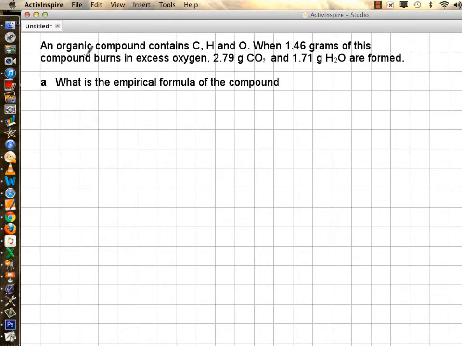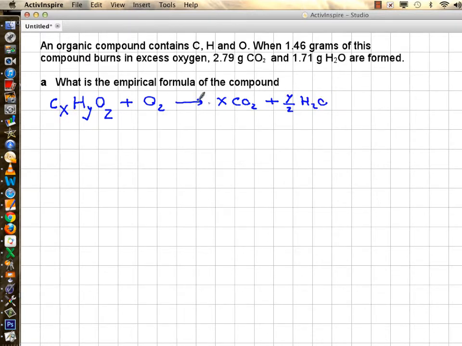Now, I have an organic compound that contains carbon, hydrogen, oxygen. It's being burnt and you produce CO2 and H2O. The first part of the question is, what is the empirical formula? So this organic compound, C X moles, hydrogen Y moles, oxygen Z moles, is being burnt in the presence of oxygen. You produce X moles of CO2 and you produce half as much, Y moles, of H2O.